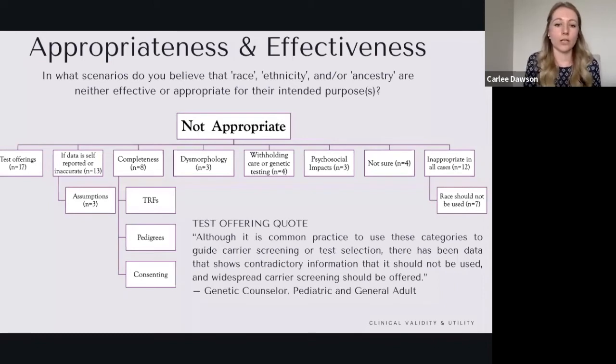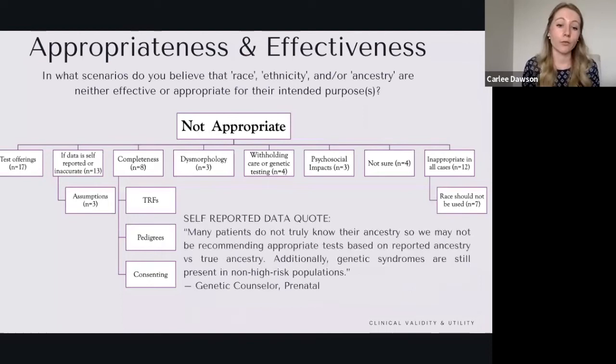Other ways in which REA was considered to be not appropriate was if the data was self-reported. So a participant had shared, many patients do not truly know their ancestry, so we may not be recommending appropriate tests based on reported ancestry versus true ancestry. Additionally, genetic syndromes are still present in non-high-risk populations.